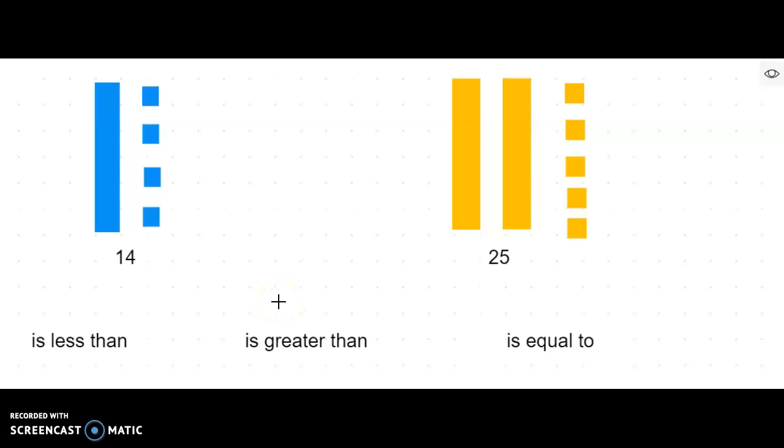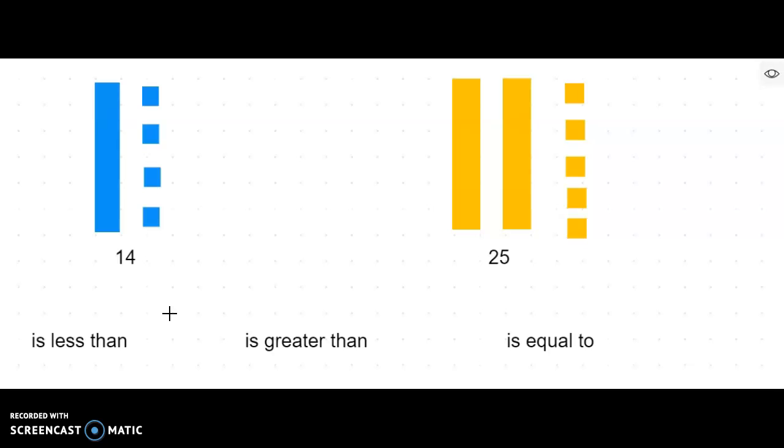I have two numbers I've made here. I have 14 and I have 25, and I've put the pictures with 14 and 25 too. So I know that 14 has 1 ten and 4 ones, and I know that 25 has 2 tens and 5 ones.